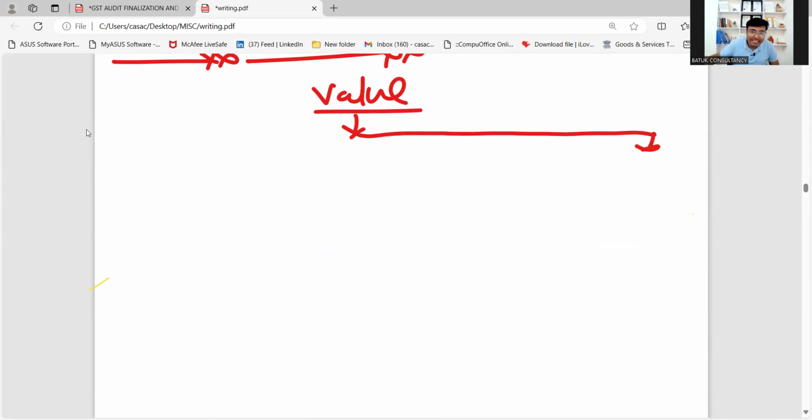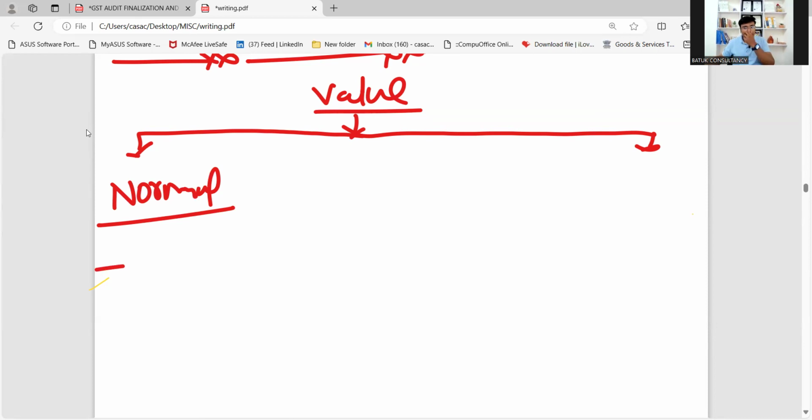When you are finalizing your GST audit, at the same time, वैल्यू को हम लोगों को कैसे असेस करना है. So there are total two situations, just two situations. One is normal. In the normal situation, the value should be the transaction value.